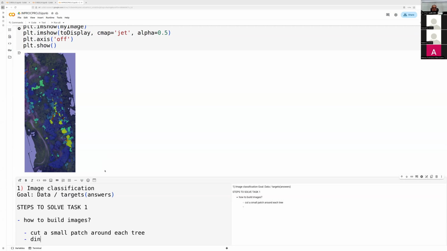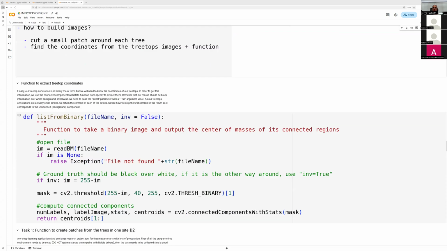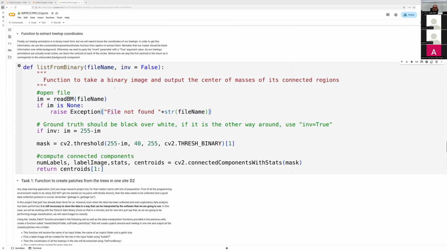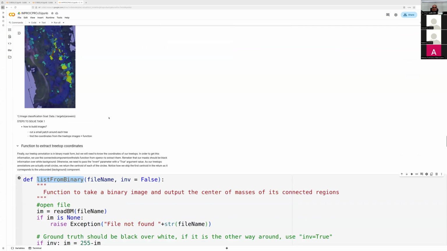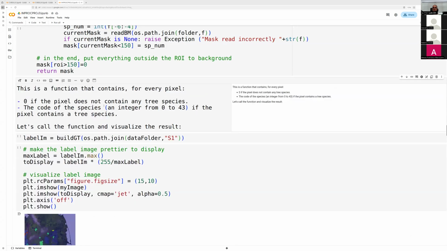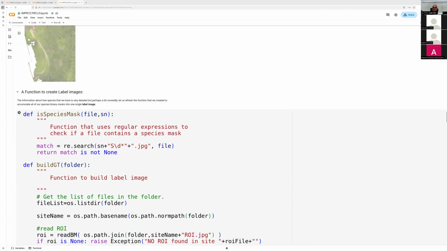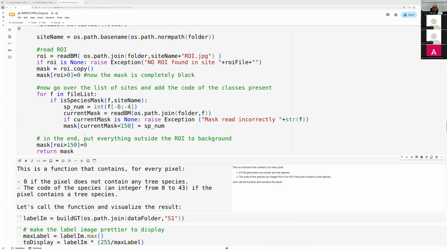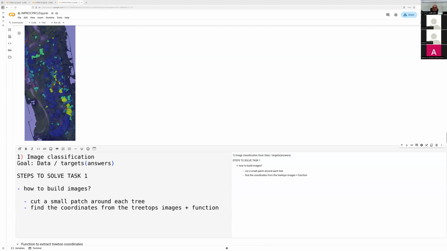The coordinates of the tree are in the treetops image, in the treetops binary mask, okay? And we have a function called list from binary that you have here that receives one of these binary masks with treetops and outputs the coordinates of the trees. Okay, so let's make this a little bit bigger. So the name of the function is list from binary.